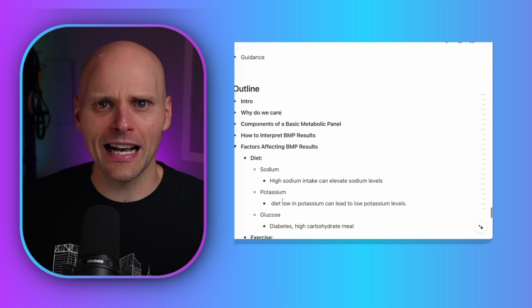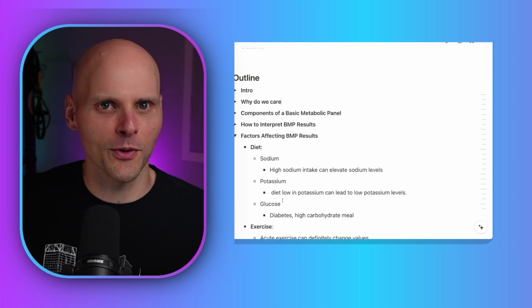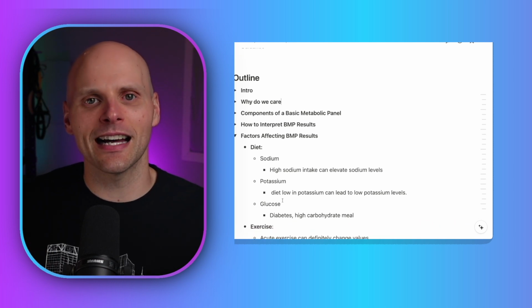And next, I want to talk about factors that affect BMP results. Diet is always important. High sodium diets can shockingly lead to high sodium, but it's not that easy, right? Your body is very, very good at maintaining its proper balance of things. So if you intake more sodium, most likely your body's going to adjust, maybe add in additional water. They say if you consume sodium, you hold on to water more, you gain weight. That's probably what your body's going to do rather than just get a higher sodium number. So it's very intuitive, but it can happen.